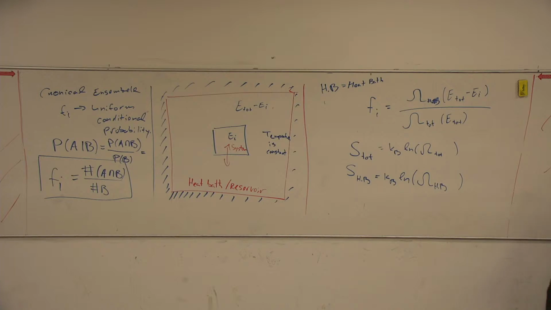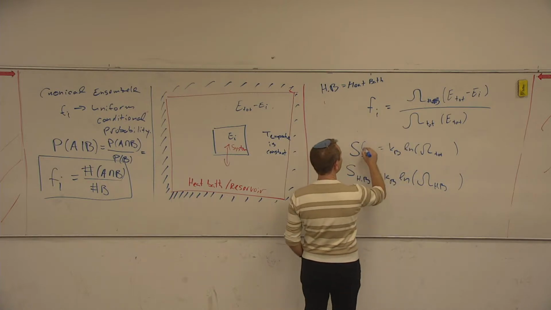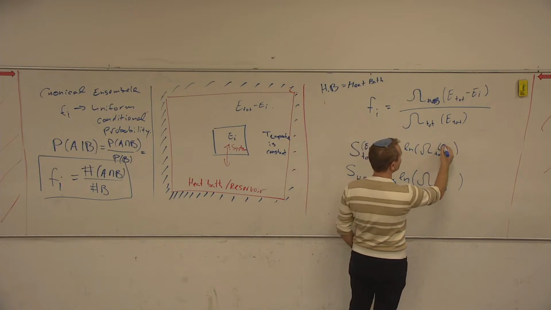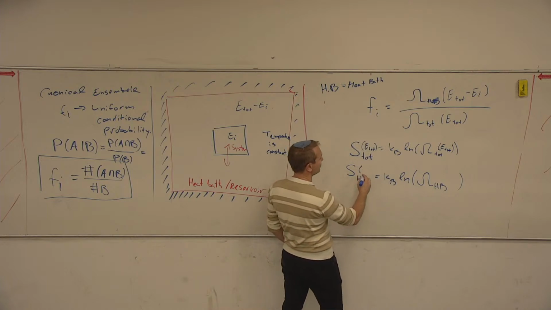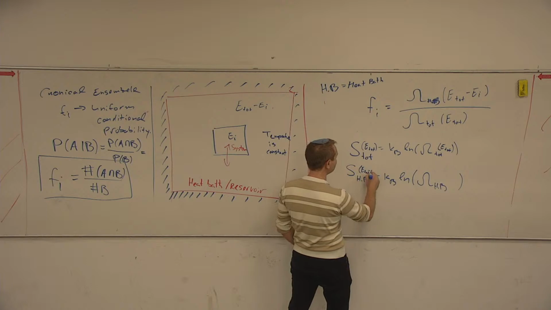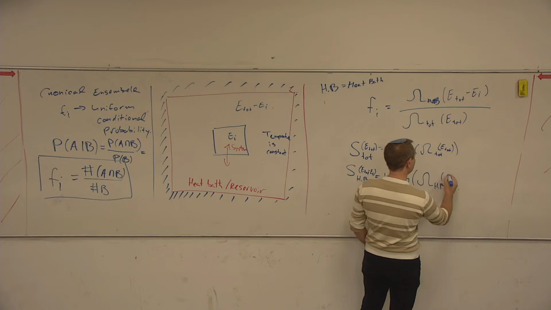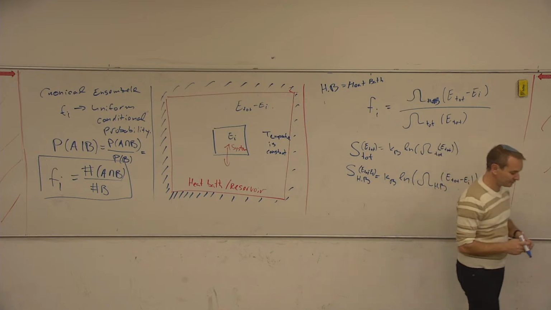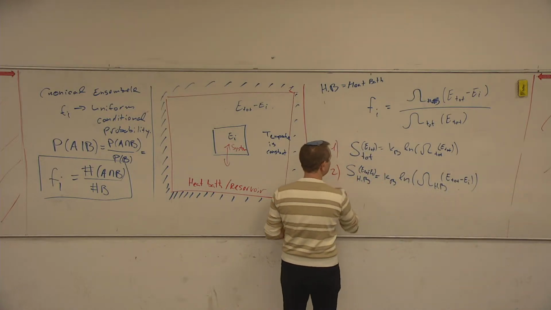Okay. So we need S total of E total. So we are going to have here omega total of E total. And here we need S of heat bath of E total minus EI. So here I'm going to introduce heat bath of E total minus EI. So let's first treat this, the first term, and this, the second term.